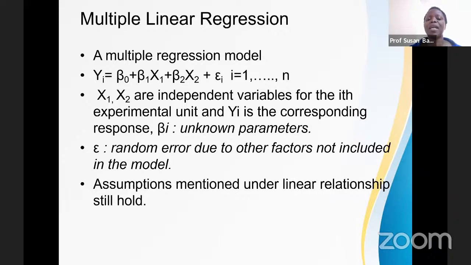We also say that the assumptions under simple linear regression still hold under multiple regression. And then we include one assumption. We assume that the independent variables are not correlated. That's why you see x1, x2 are independent variables. So they should not be correlated.